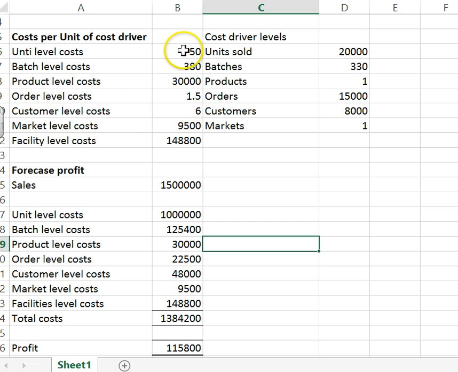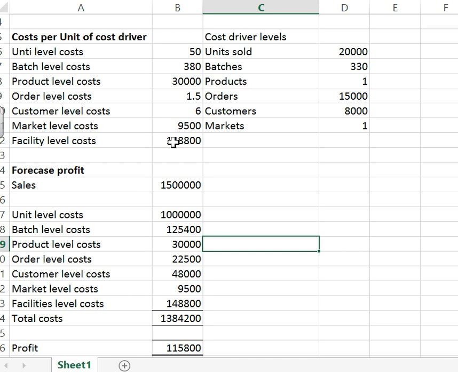Up here we've got the unit level costs and the number of units sold, the batch level costs and the number of batches, product level costs and the number of products, order level costs and the number of orders, customer level costs and the number of customers, market level costs, the number of markets, and facility level costs.